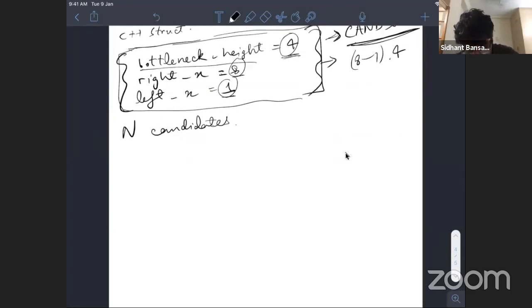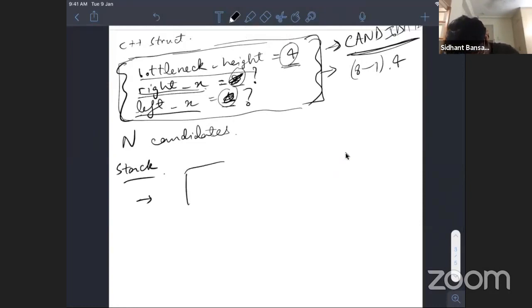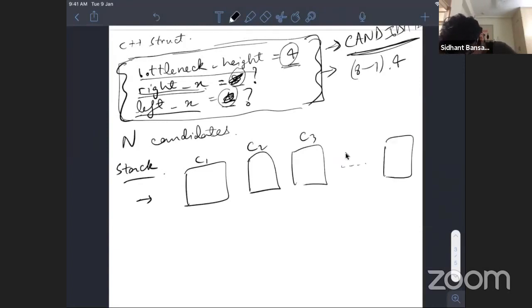but we don't know this thing and this thing. Finding these two things is hard, like finding the right coordinate and the left coordinate. So what we'll do is, using a stack solution, we'll first find the right coordinates. I'll give you an example. Let's say there is this candidate C1, candidate C2, candidate C3, and so on, up till Cn.